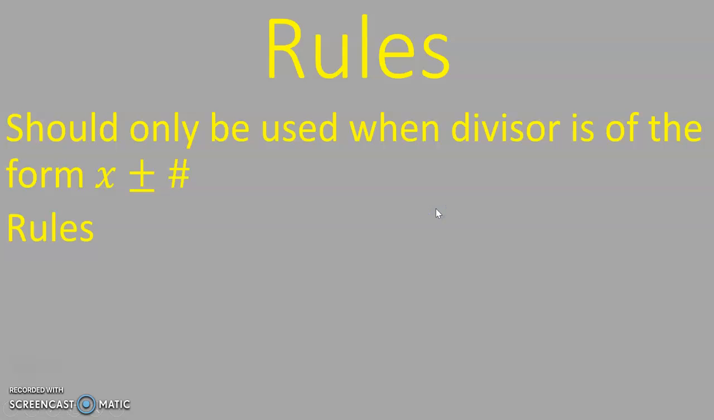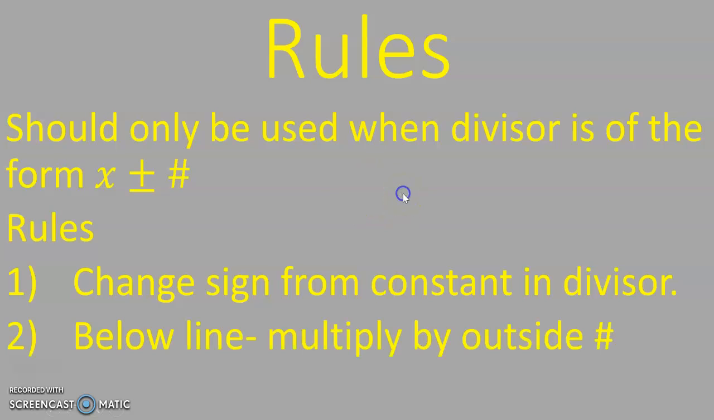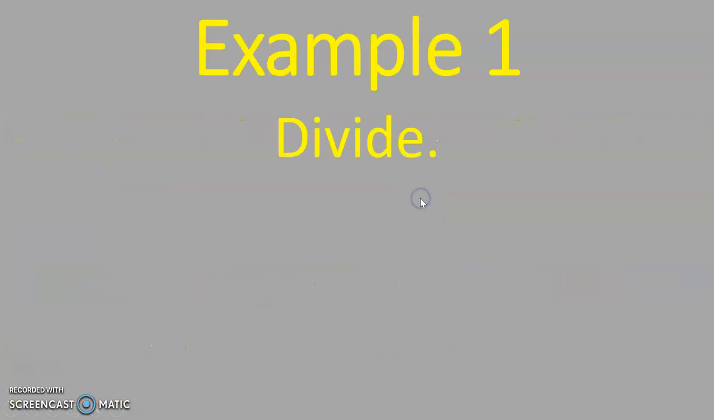Some rules surrounding it to remember. Change sign from the constant in divisor. And we'll talk about that again when we see it. If the number's below the line, you're going to multiply by the outside number. And if you're stacked, you're going to add. So let's see all that with a couple examples.